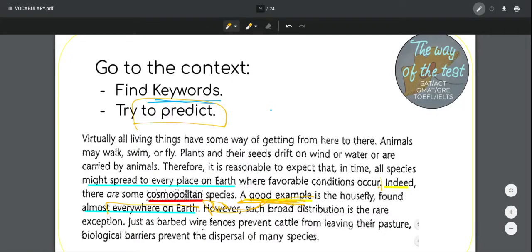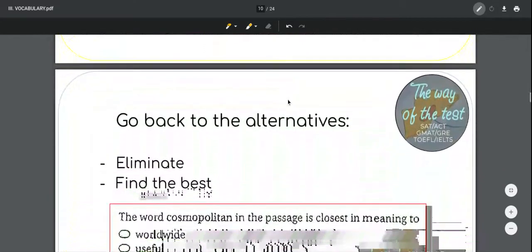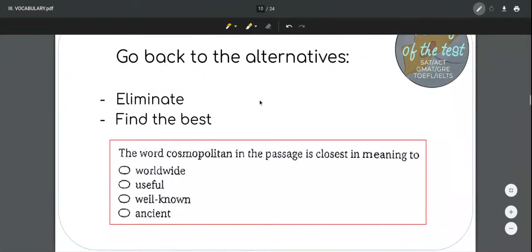We can use "indeed" over here. Indeed, cosmopolitan species. There are cosmopolitan species, which means cosmopolitan now makes reference to something I said before. Then we see what the "indeed" is referring to, and it refers to the fact that all species might spread to every place on Earth. Now I have a reinforcement of the concept of every place on Earth, everywhere in the world. Using that, we're going to go back to the alternatives, eliminate, and find the best one.